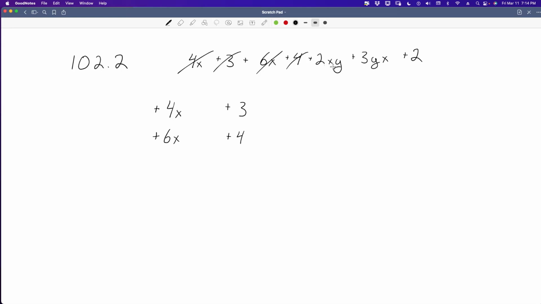Now I have a 2xy. Well, I have an x, but I don't have one with an xy. So this one is unique, so I'm going to start another column for it. 2xy. So there's that one.